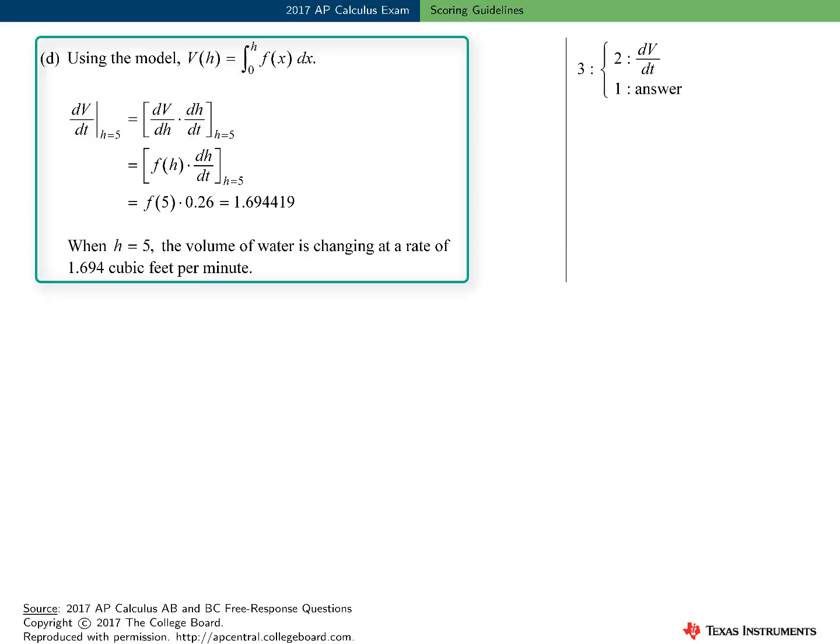Part D was worth 3 points. To solve this problem, we need to start with an expression for V of h. And then we take the derivative of V with respect to t, using the fundamental theorem of calculus and the chain rule. This is a nice problem. This is a calculator active problem, so the student can evaluate the function f at 5, and we're given that dh/dt is equal to 0.26. Therefore, the volume of water is changing at a rate of 1.694 cubic feet per minute.